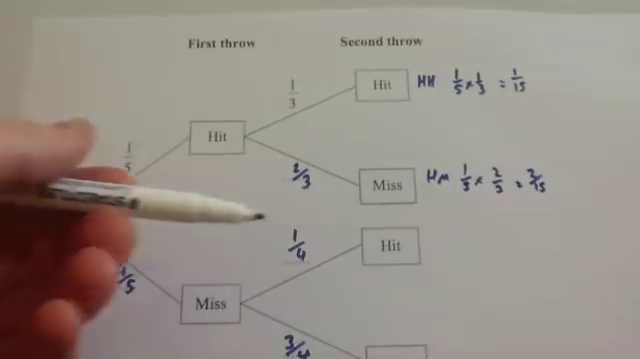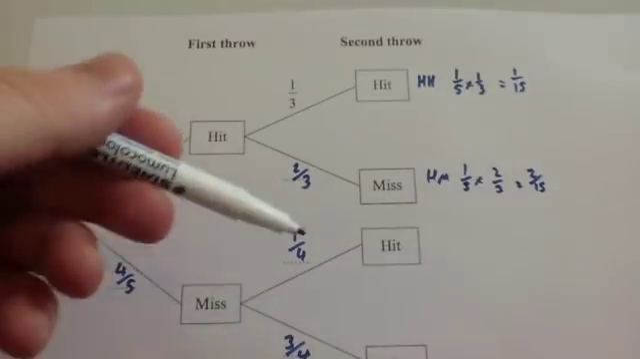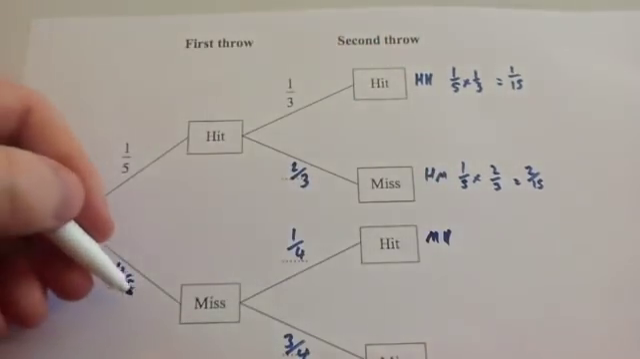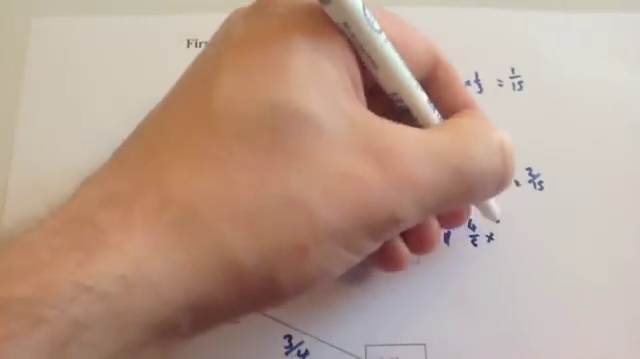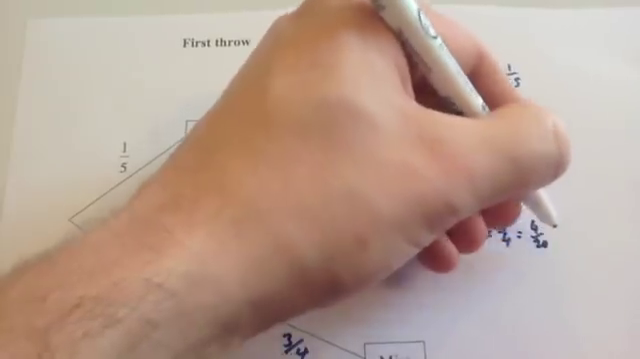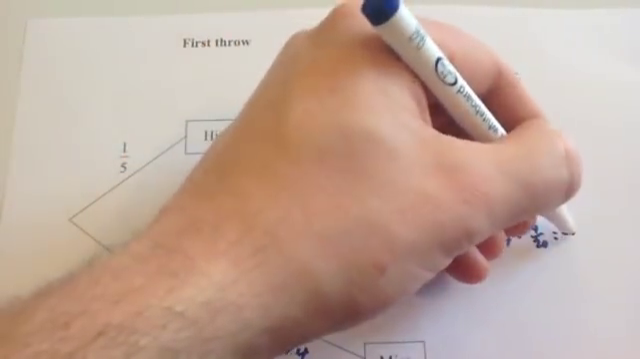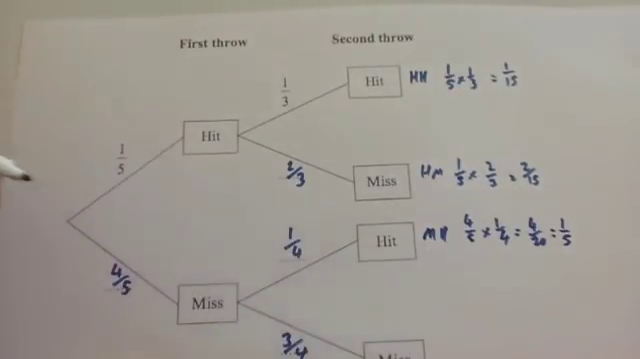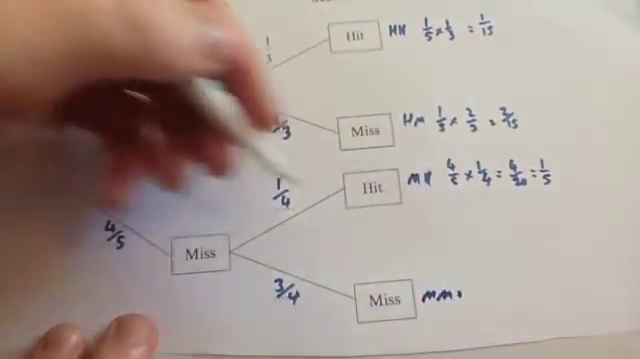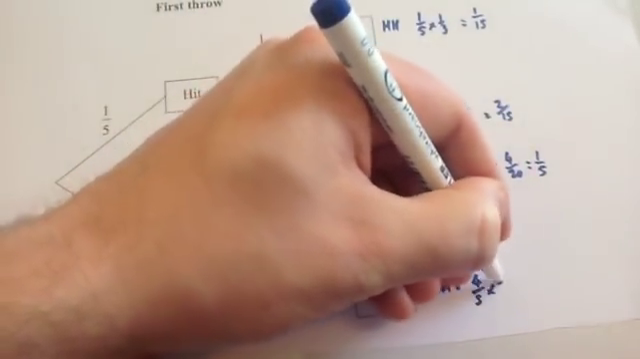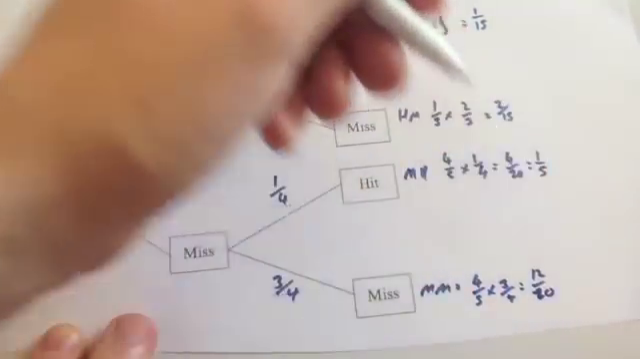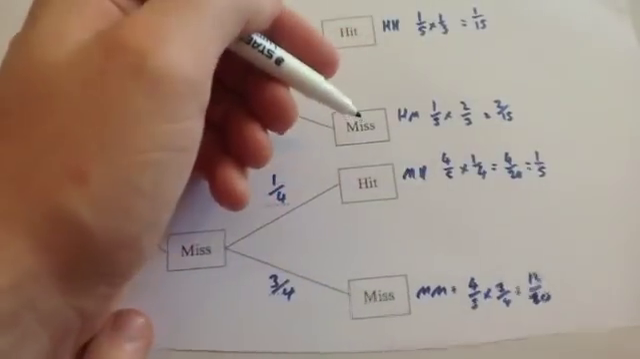Then you've got miss and then a hit, which would be 4/5 times 1/4. So it would be 4/20, but if you simplify that down, it's going to be 1/5. And finally, miss and miss would be 4/5 times 3/4, which would be equal to 12/20. And if you cancel that down, that's going to be equal to 3/5.